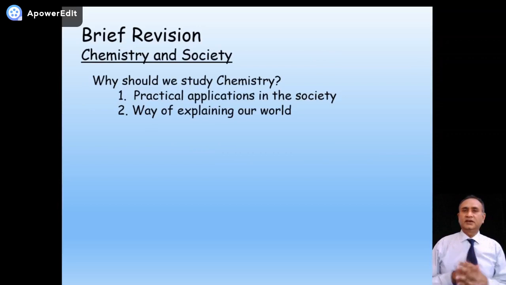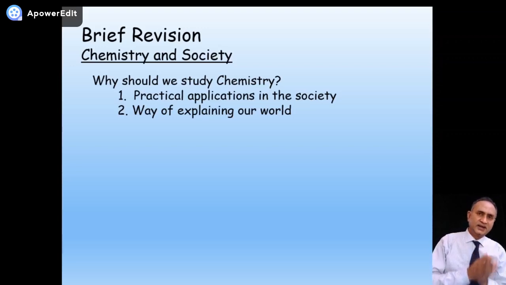What was the last topic that we covered? Chemistry and society. We know that chemistry plays a very important role in our daily life. Why? Because whatever we study in chemistry, we can apply that information in our daily life in the form of different products. It might be a food item, or it might be a spacecraft, anything else. So the study of chemistry tells you what the applications of chemistry in our daily life are.